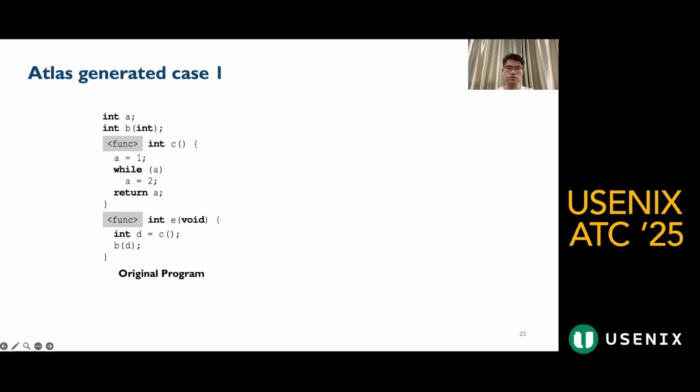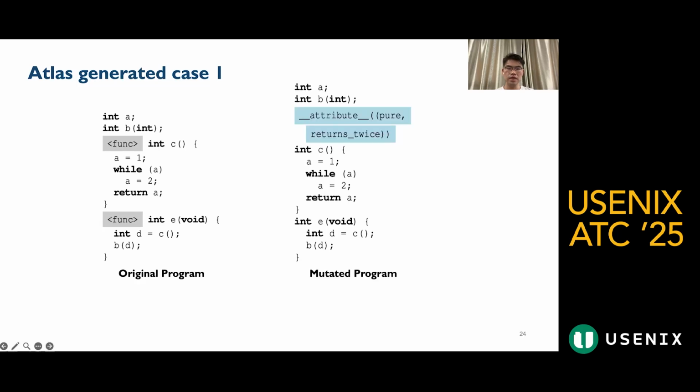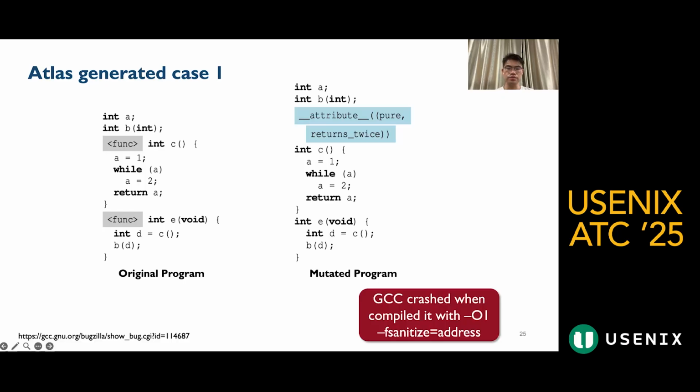These are shown as gray in the code. Atlas then randomly selects one or more of these positions for attribute insertion. When adding attributes, Atlas considers both the function's return type and its parameters to choose suitable function attributes. The right side shows the code after insertions, where the newly added function attributes are highlighted in blue.